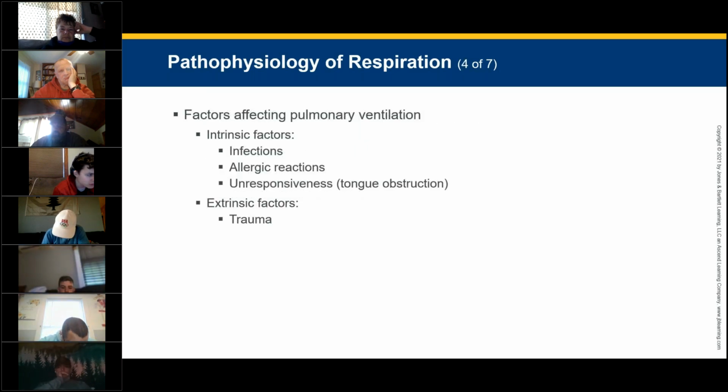So the factors that affect your pulmonary ventilation, there's some intrinsic factors such as infections, allergic reactions, or unresponsiveness. The unresponsiveness may be caused by a tongue obstructing the airway. Extrinsic factors that can cause the airway obstruction would be something like a trauma.